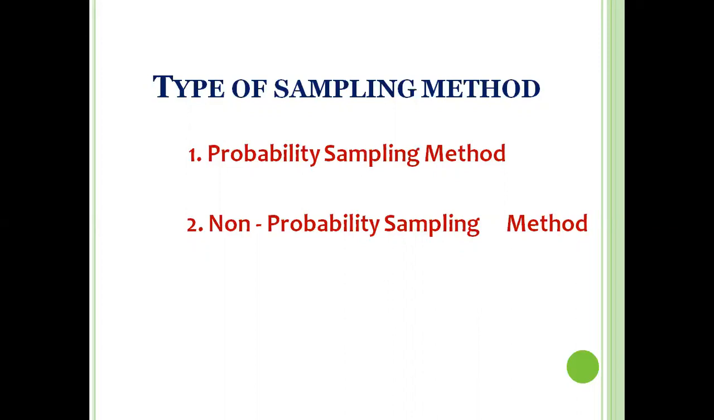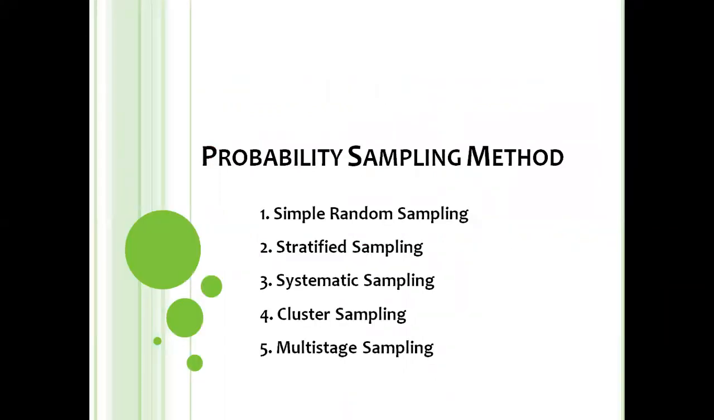To begin with, let's start with the first one. What is a probability sampling method or sampling technique? Probability sampling means that each and every unit of the population has an equal chance of being selected in the sample. Probability sampling methods are of 5 different types, and we will be discussing each one of them one by one.